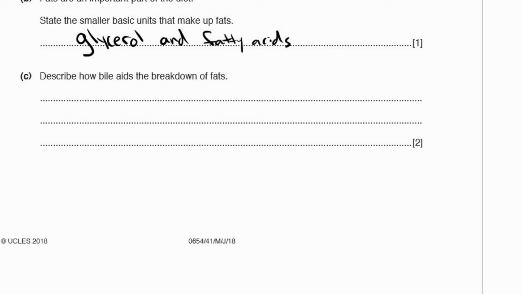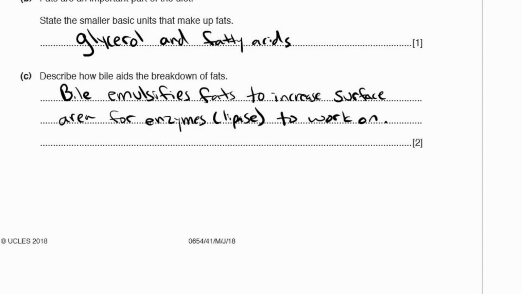Okay. Describe how bile aids the breakdown of fats. Okay, so the purpose of bile is it emulsifies the fats. It breaks it basically into smaller pieces. Then the purpose of that is to increase the surface area for enzymes, specifically lipases, because fats are lipids, to work on. Okay, so the bile emulsifies fats to increase surface area for enzymes, or lipase, to work on. And if you notice, that's the second time in the same question that the words surface area came up. Surface area is a very common keyword for this topic.